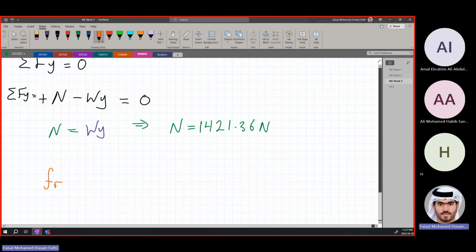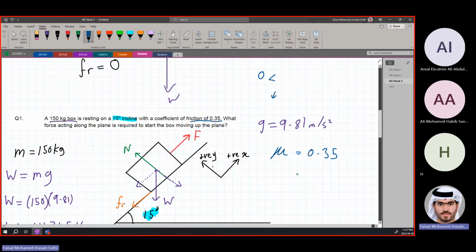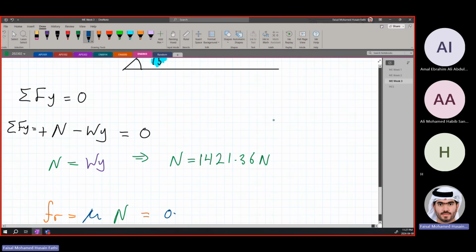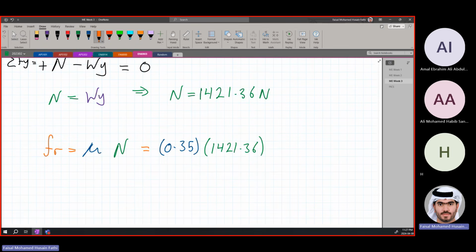Our friction force is equal to mu times N. We have been given in the question that mu is equal to 0.35, and N we just found to be equal to 1421.36. So the friction force is going to be equal to, just put that in the calculator, 1421.36 times 0.35. It is equal to 497.48 newtons. We found our friction force.